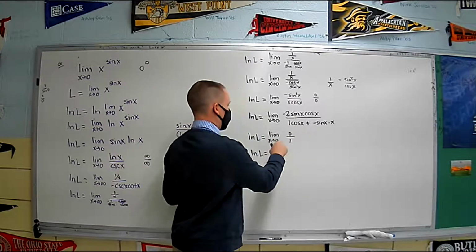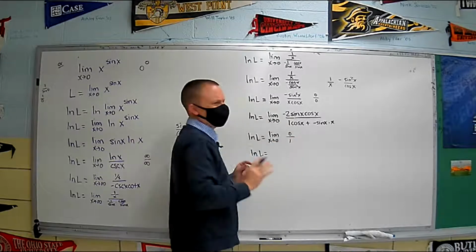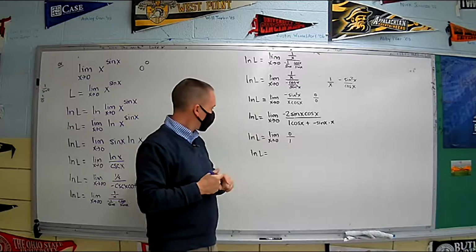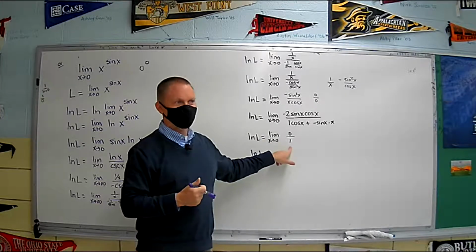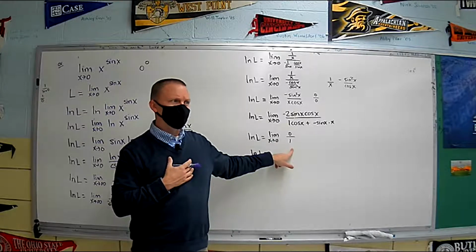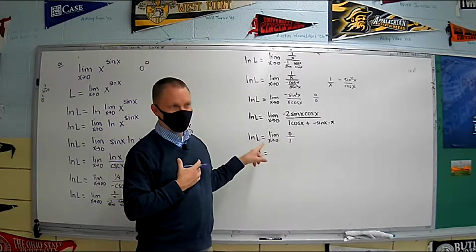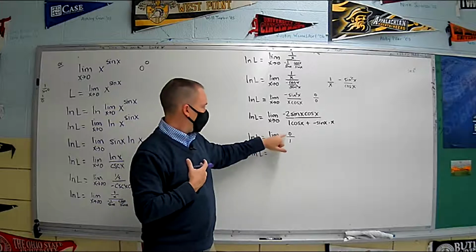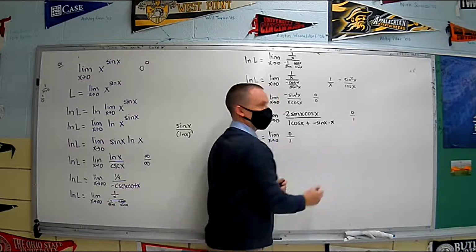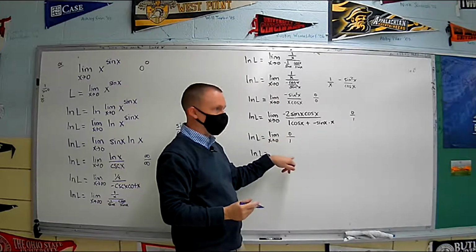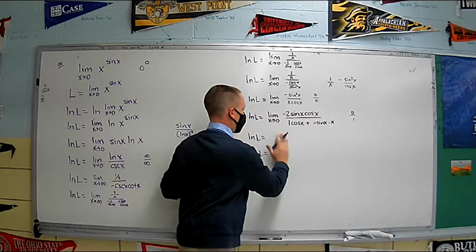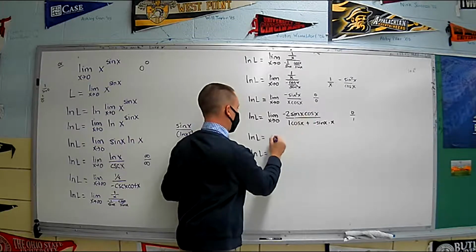So the limit of this... timeout. What am I offended by right here? My notation is bad. Because this right here, the 0 over 1 should have been up here. Like by putting limit and then 0 over 1, I already did the limit, right? So 0 divided by 1 is 0.